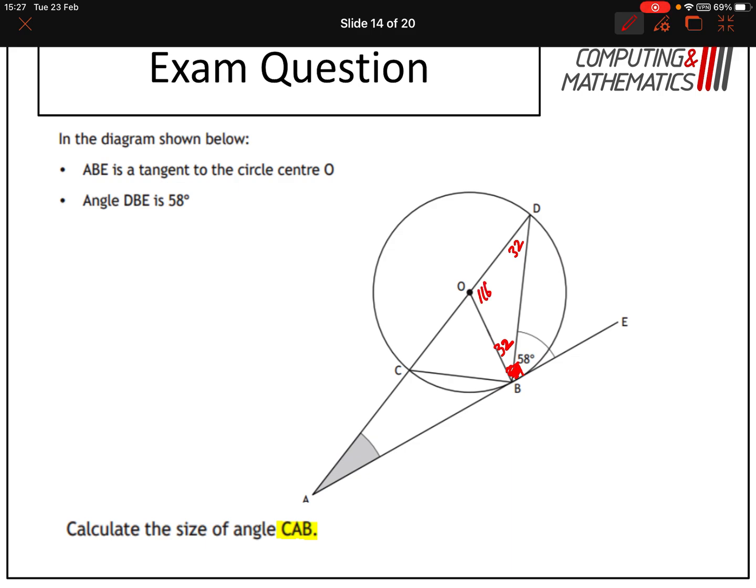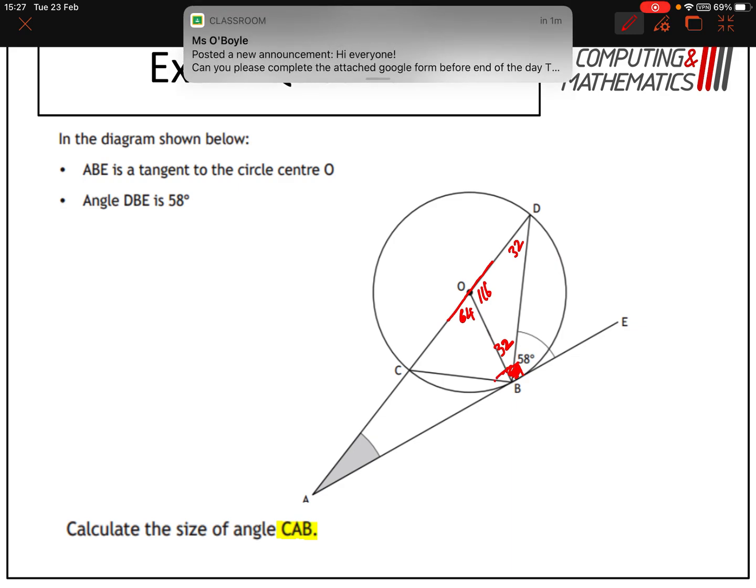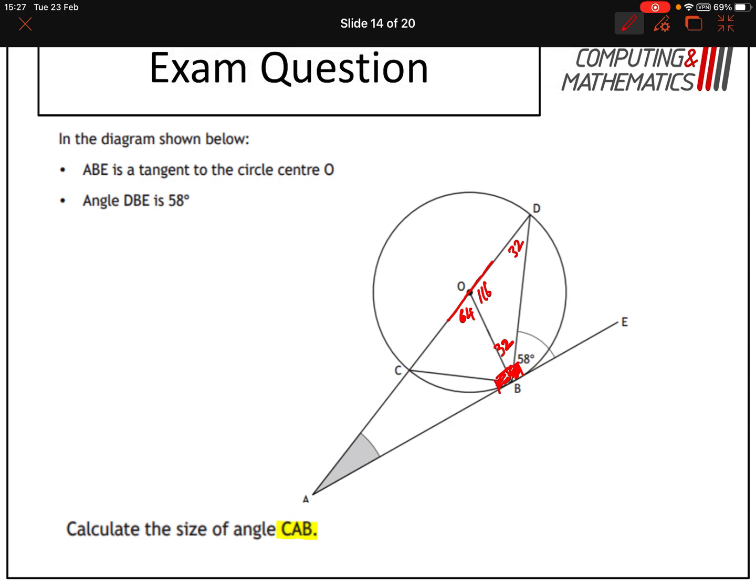If I've got 64, then I'm looking at 116 in here. Okay, now this is a straight line. As you know, they add up to 180 degrees, so that'll give me 64 in there. Now I need that to find the angle at the bottom. Okay, and then here's a tangent again. This is the other side of the tangent we had before.